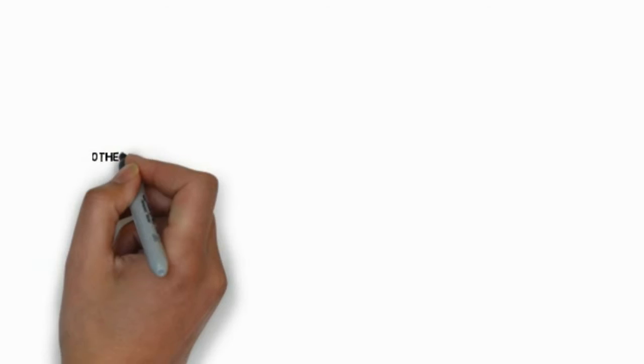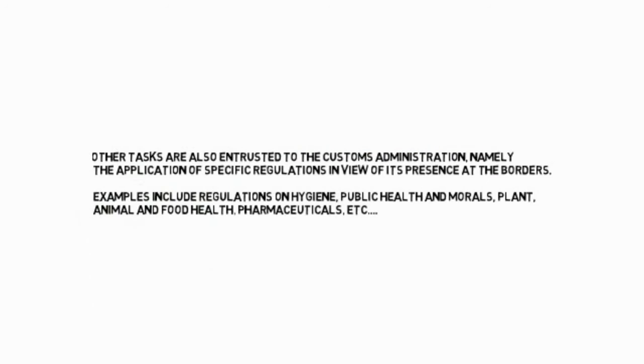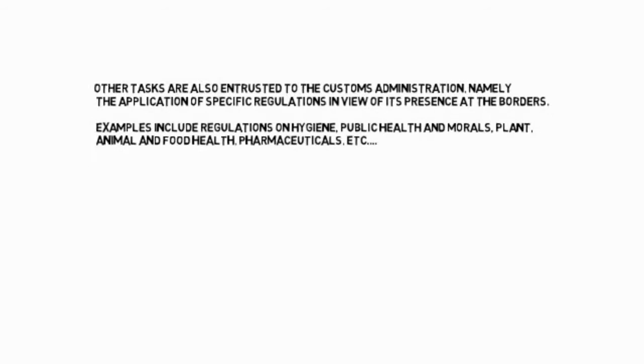To combat, in collaboration with the services concerned, smuggling, money laundering and cross-border crime, the illicit import and export of goods that undermine security and public order. To ensure that imported or exported goods have undergone compliance control formalities in accordance with the laws and regulations governing them. Other tasks are also entrusted to the Customs Administration, namely the application of specific regulations in view of its presence at the borders. Examples include regulations on hygiene, public health and morals, plant, animal and food health, pharmaceuticals, etc.